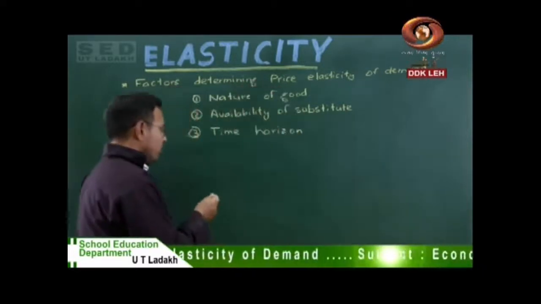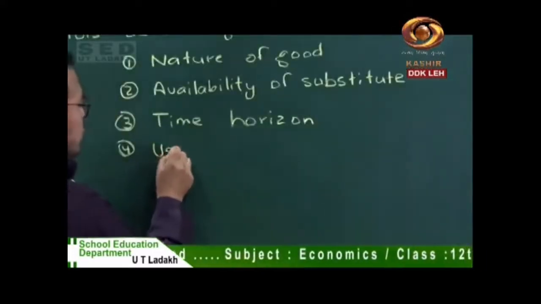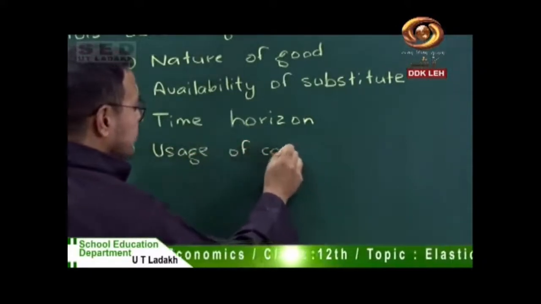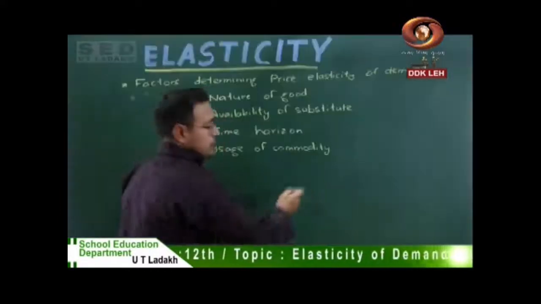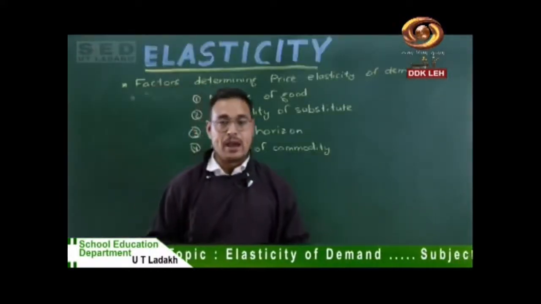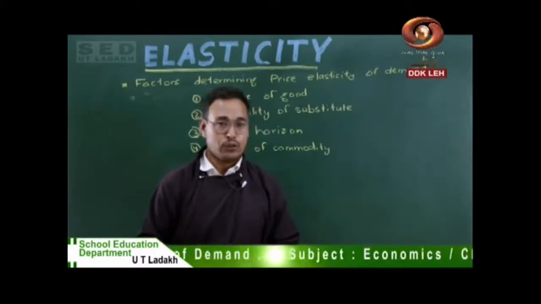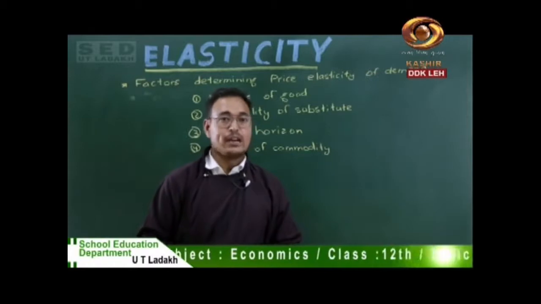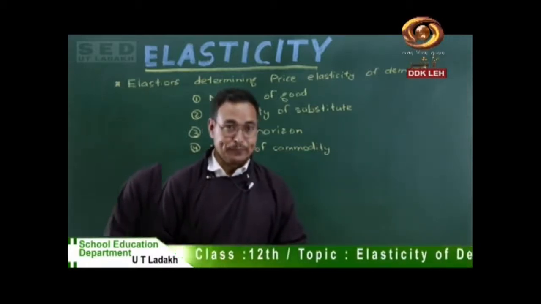And similarly, we have another determinant also: usage of a commodity or particular good. What is the usage of that particular good? Over here, if a particular good has a large number of usages, then it has an elastic demand, while a good which has only limited use will be inelastic.